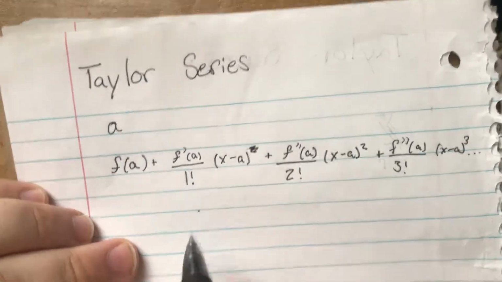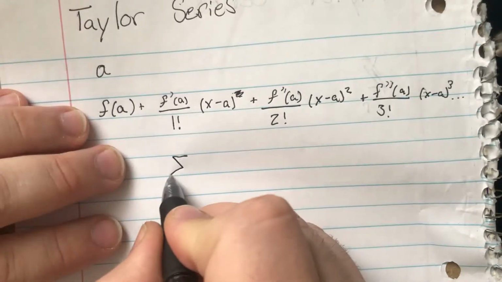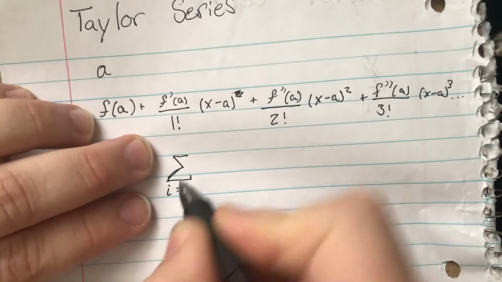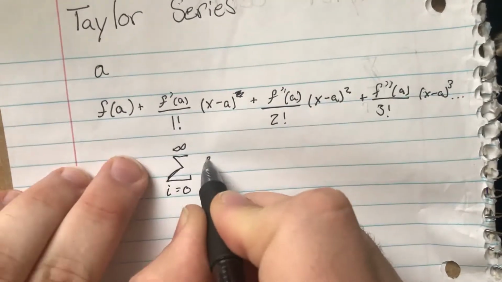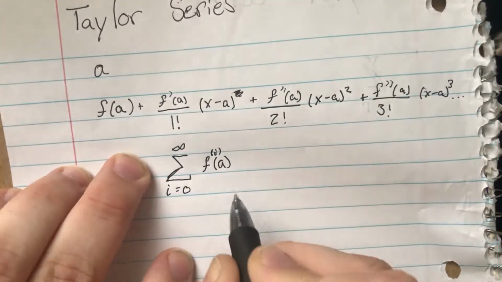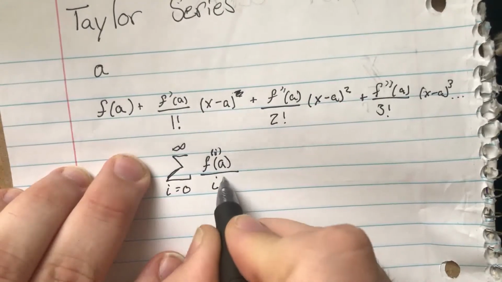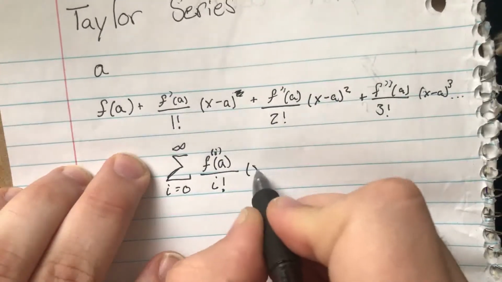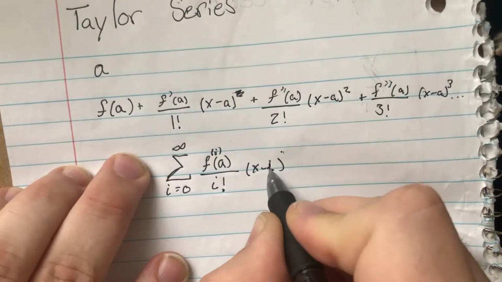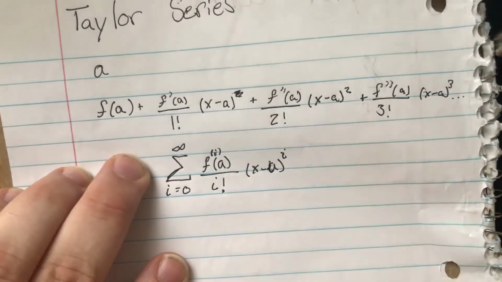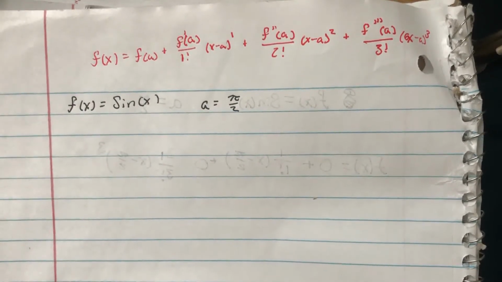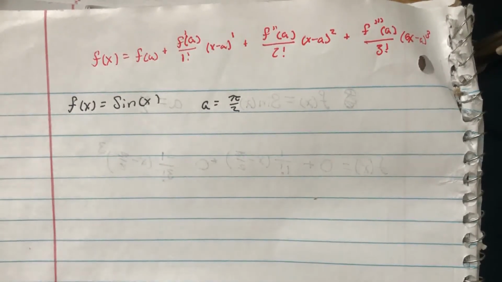So a Taylor series can be written in summation form as i equals 0 to infinity of f of a, the ith derivative of f, over i factorial, x minus a, to the ith power. I'm just going to be going over an example of a Taylor series expansion.